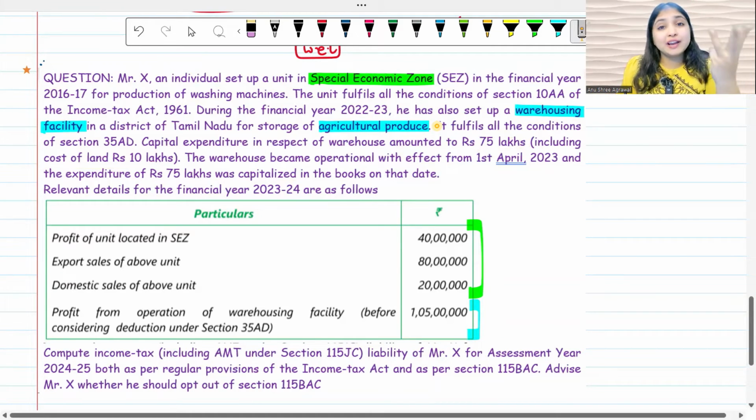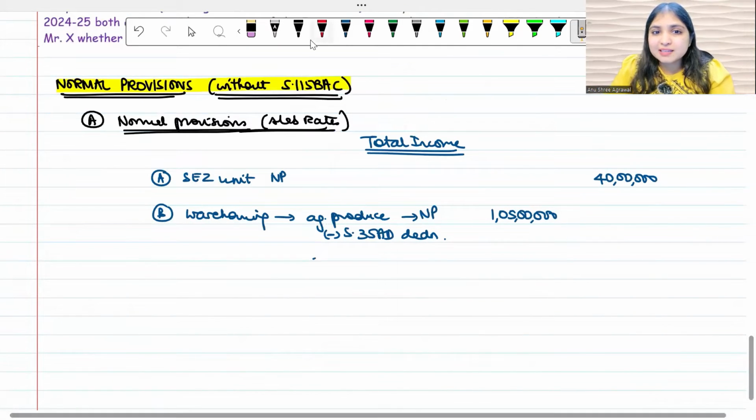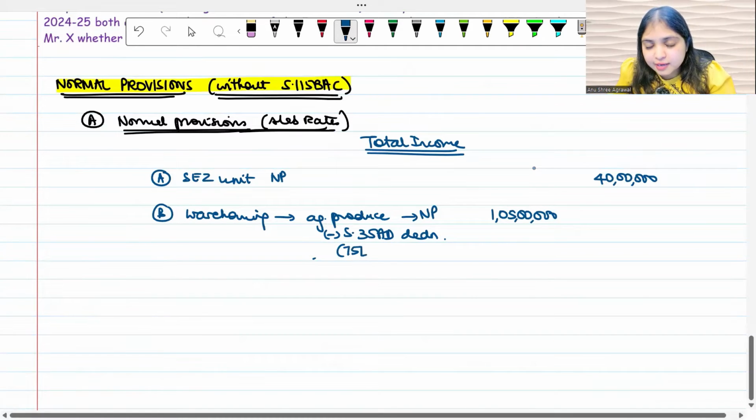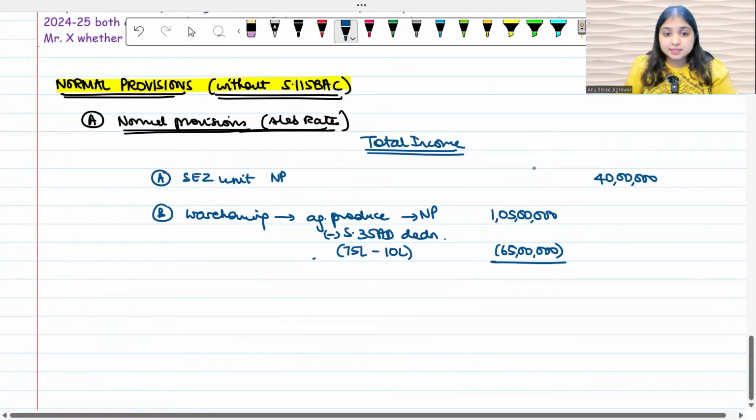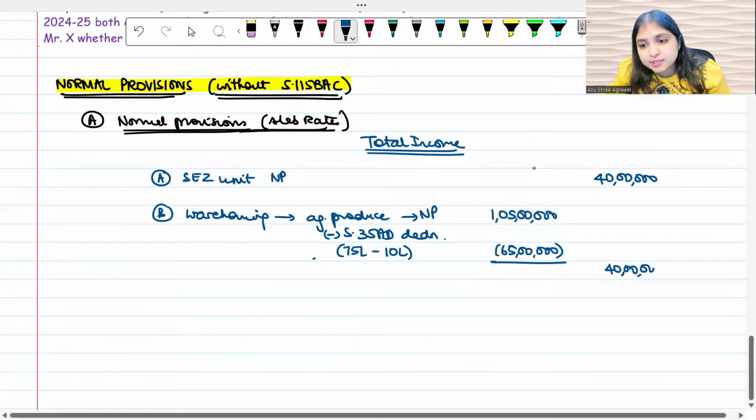Land, goodwill and financial instruments are not allowed. So therefore, I will consider only the balance 65 lakhs, guys. 35 AD deduction is going to be 65 lakhs. How did we get that? 75 lakhs minus 10 lakhs. So only 65 lakhs is what we will get under 35 AD deduction. So what's going to be the assessee's taxable income from the warehousing business? From the warehousing business, it's going to be 40 lakh rupees. So what is this assessee's gross total income? The gross total income is 80 lakh rupees.